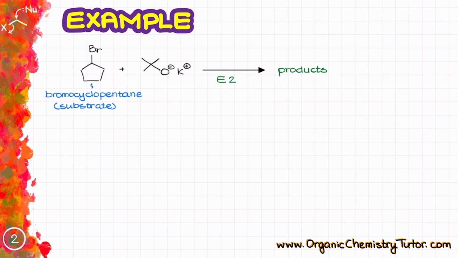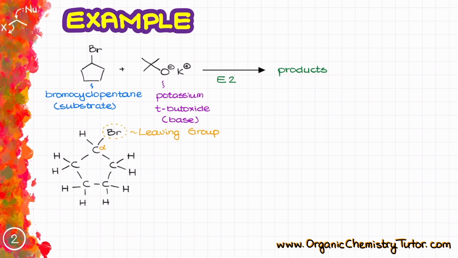So, for instance, let's look here at this reaction. Here I have the substrate, which is my bromocyclopentane, and my base, potassium tert-butoxide. And for clarity's sake, I'm going to redraw my substrate in a full Lewis structure so we can see exactly what we are dealing with and where our atoms are. Here, the bromine in this molecule is the leaving group, so the carbon on which it is sitting is going to be our alpha carbon.